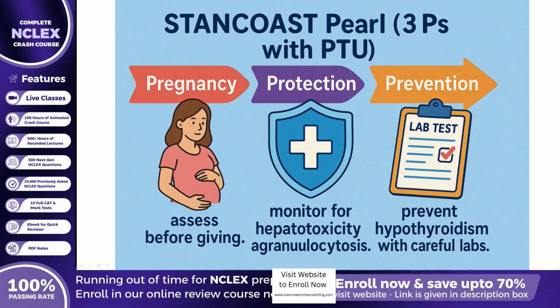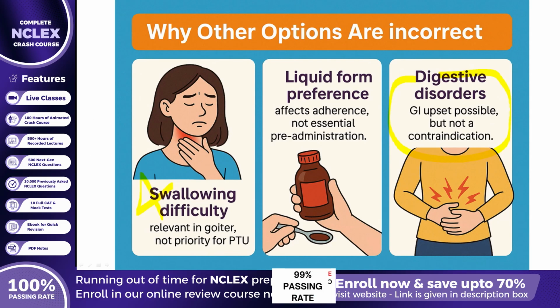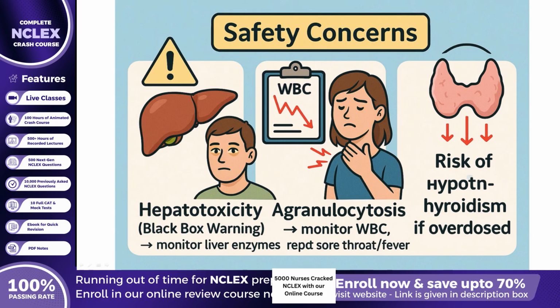Along with this, the nurse should also monitor baseline liver function tests due to hepatotoxicity risk. Check complete blood counts because of the rare but dangerous complication of agranulocytosis, and teach clients to promptly report fever, sore throat, or right upper quadrant pain.